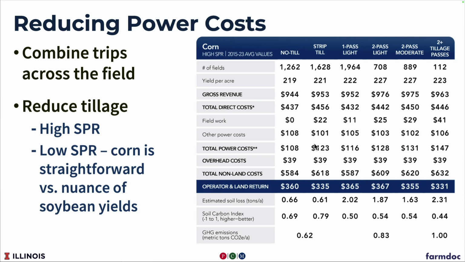And what we're showing here is that the operator and land return on high SPR cornfields is very close, but the one-pass light and two-pass light, pretty much every year, consistently, we see that these are the two most profitable tillage strategies. One-pass light and two-pass light are the most profitable tillage strategies for higher productivity soils for corn production.